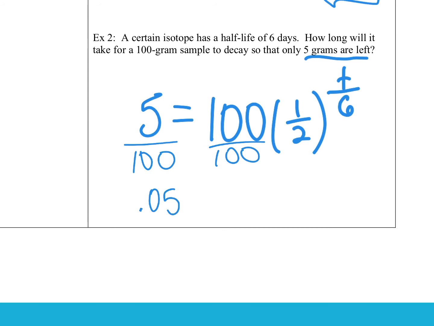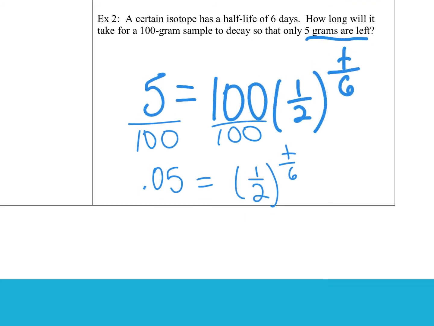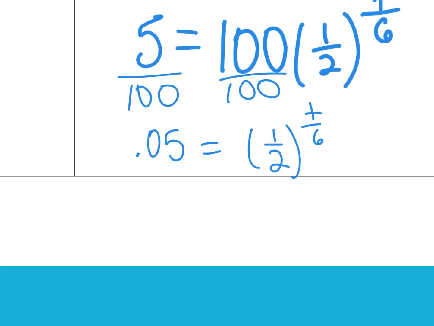0.05 equals (1/2) to the t over 6 power. What do I do if I've got an exponent that has variables in it? I've got to set up a log. Log, what's my base? 1/2 is my base, of what's on the other side of the equal sign, 0.05, equals t over 6. And now we got to solve it.